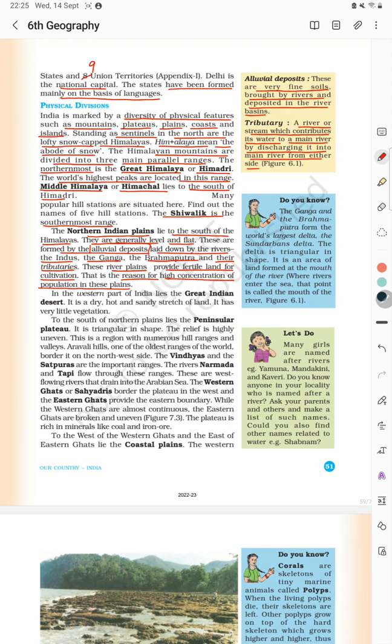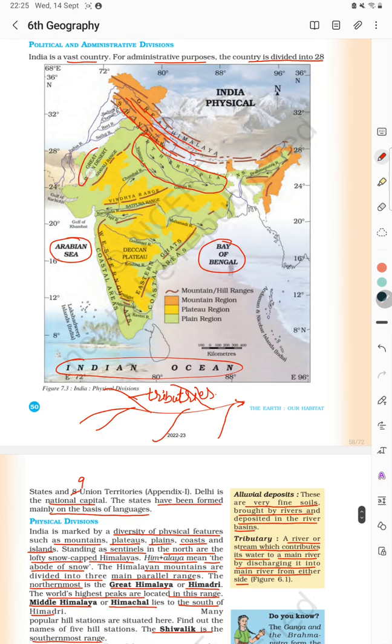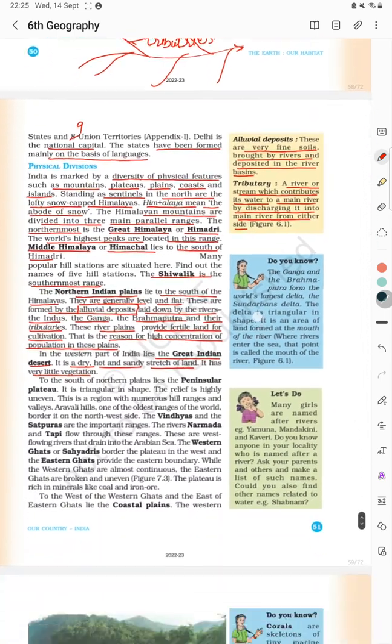In the western part of India lies the Great Indian Desert. It is a dry, hot and sandy stretch of land. It has very little vegetation. We can see in the map the Great Indian Desert in the western part of India.